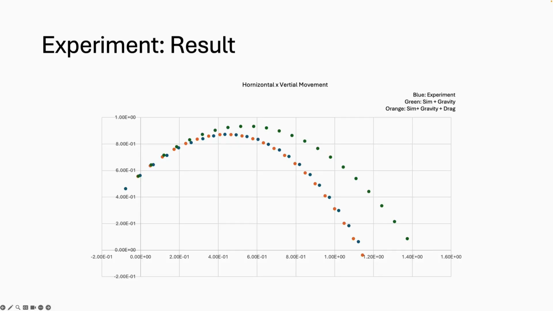The experiment and simulation results match quite nicely. The orange points, the simulation with drag and gravity, and the blue points, the experiment, line up to form a nice downward parabola. Additionally, we can see that the green points, in the case without drag, the ball moved a lot further and higher than the case with drag.